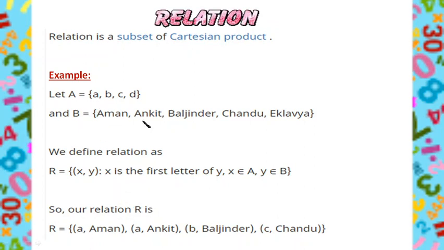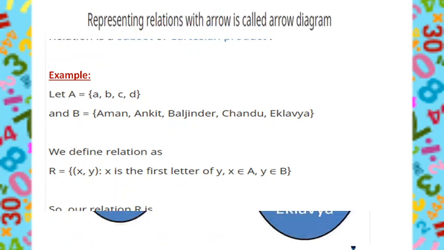And do we have any name starting with a? Because our relation is x is the first letter of y. So yes, we have two names. It means a is related to Aman and a is related to Ankita as well. Same way we'll take the rest of the alphabets and make the ordered pairs. Here one thing you can note down, there is no name starting with d. So we'll not take d. This d will not come into our relation.